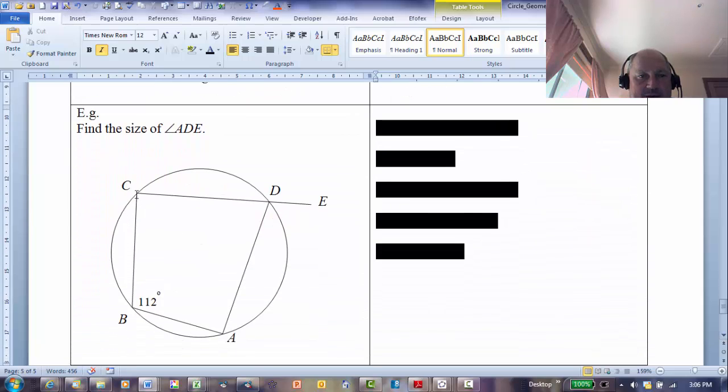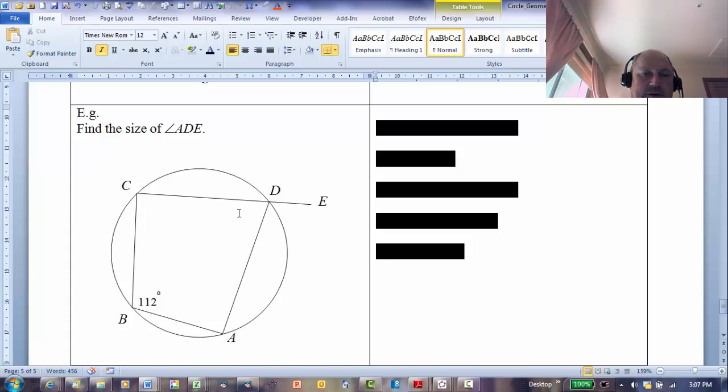Once again, I've got another cyclic quadrilateral because points C, D, A and B are all on the circle, all four vertices. So here I've got angle B is 112, so the angle up on this side of the cyclic quadrilateral, angle D, or the angle CDA, or even ADC, will be equal to 68 degrees because those two have to add to 180. We're actually asked to find the angle ADE, so I start at A, go to D and out to E, so we're talking about the angle in here.